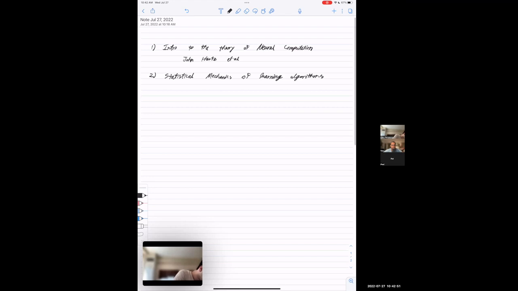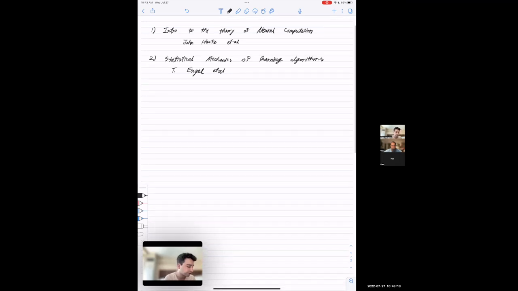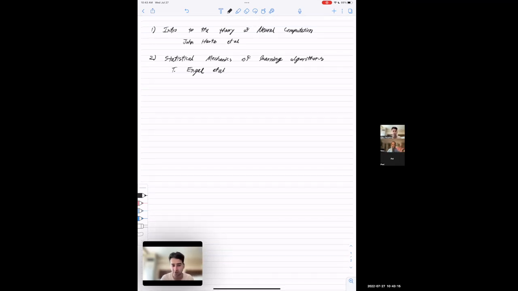That's by T. Engel and one other, so I'll just write et al. for now. It's a wonderful book. If you want a hardcore book that shows you how much physics can contribute to understanding the perceptron, the Hopfield network, et cetera, that's the book for you.